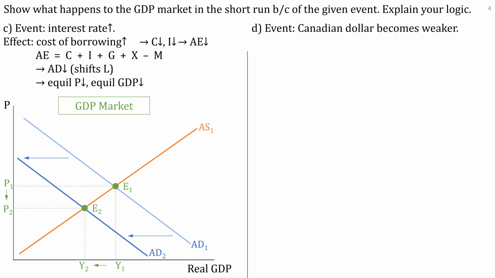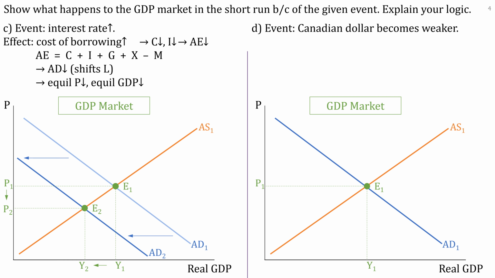And another one for you, if the Canadian dollar becomes weaker, what's going to happen to the GDP market, right? So I'm going to let you do the graph and make sure you do the explanation. So what is the logic here? Your tip here is that this is also going to affect the AD, so this is the demand shifter. So you would have to write your AE formula and show which one goes up or down and how, and then show it in a diagram, and finally what happens to the equilibrium price and the equilibrium GDP.